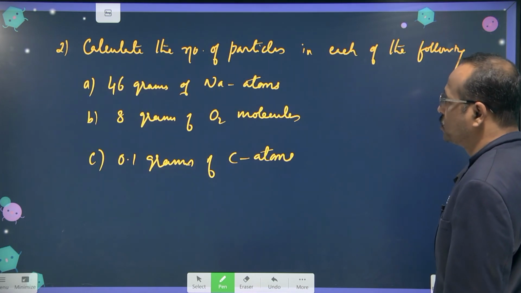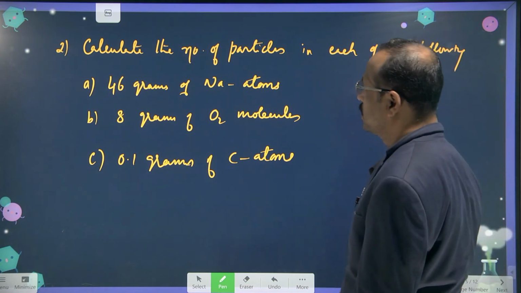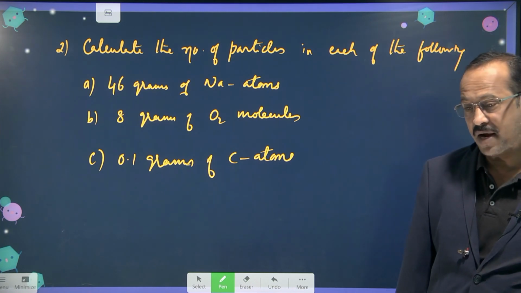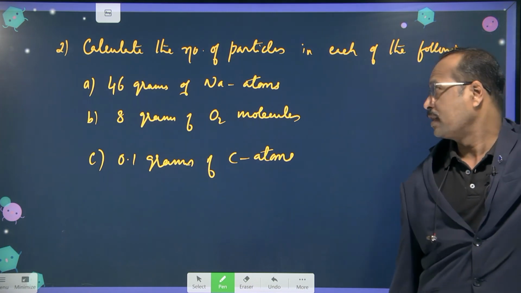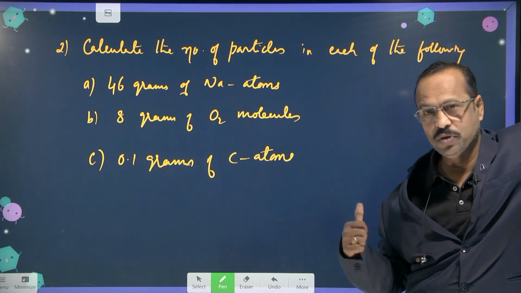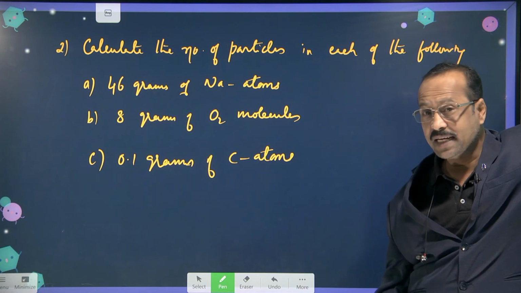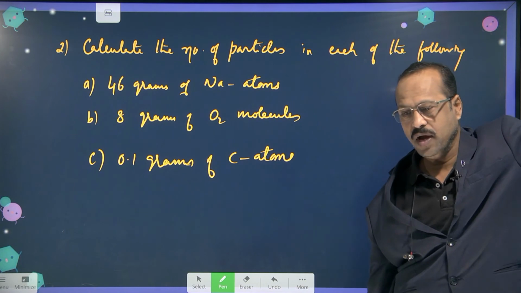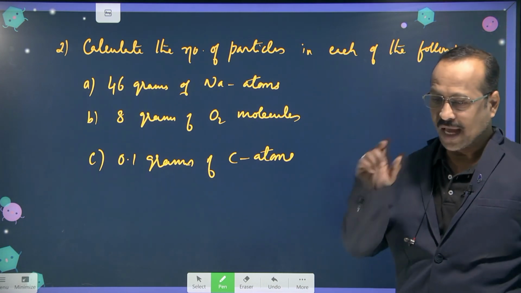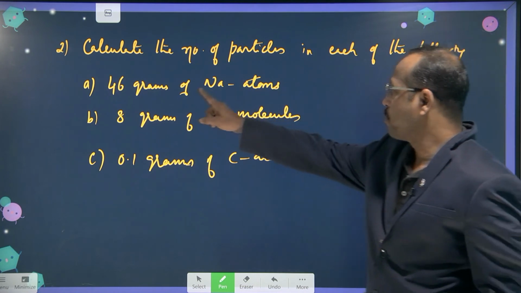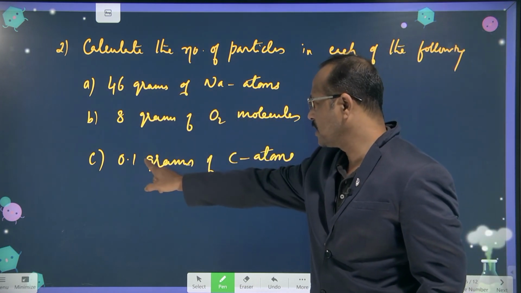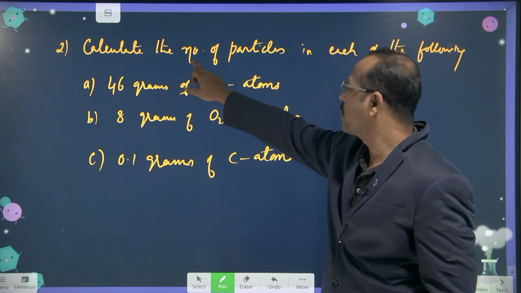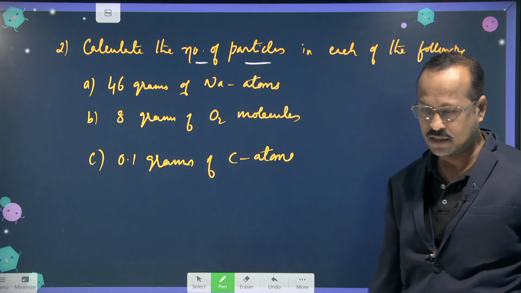Now this question you do now. Read the question. Calculate the number of particles in each of the following. Okay, 46 grams of sodium atoms. Second one is 8 grams of oxygen molecule, and third one is 0.1 grams of carbon atoms. Here you have to calculate the number. Here mass is given: 46 grams, 8 grams and 0.1 grams. Mass is given and you need to find the number of particles. Come on, start doing.